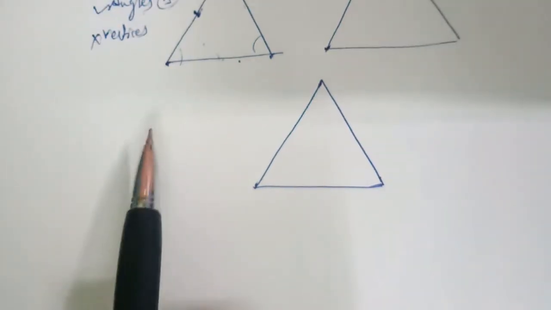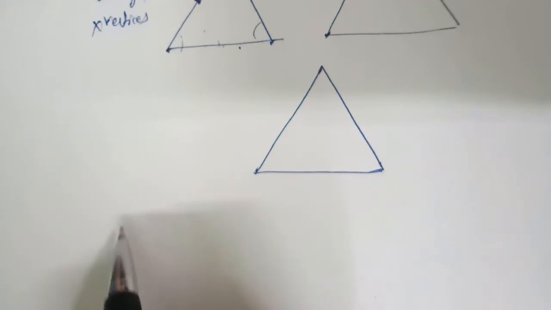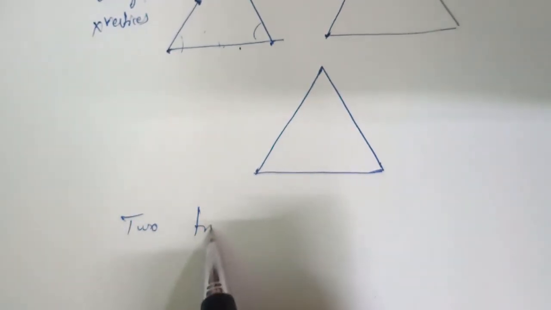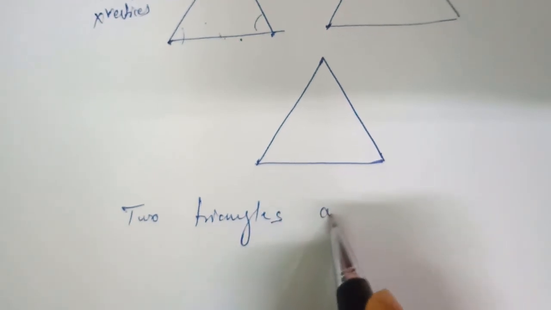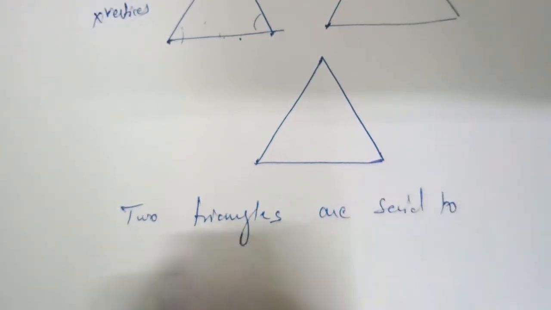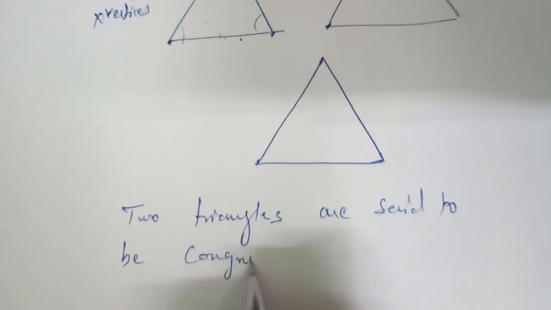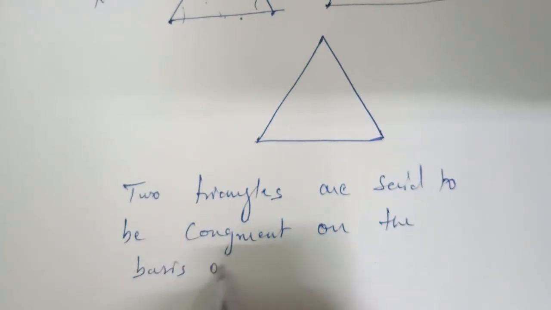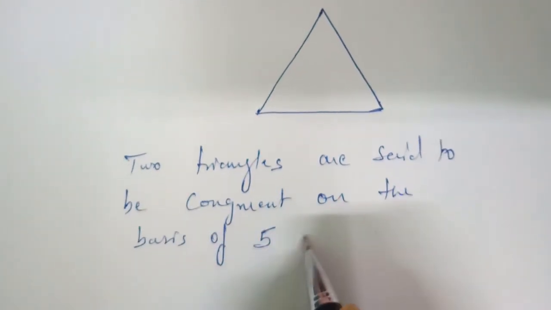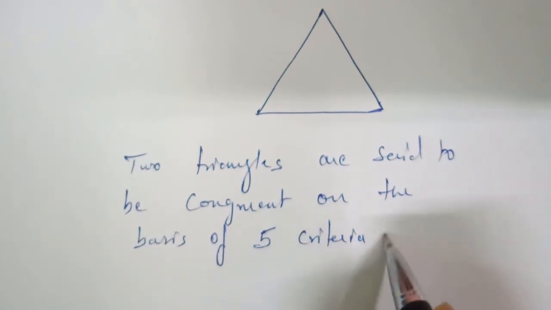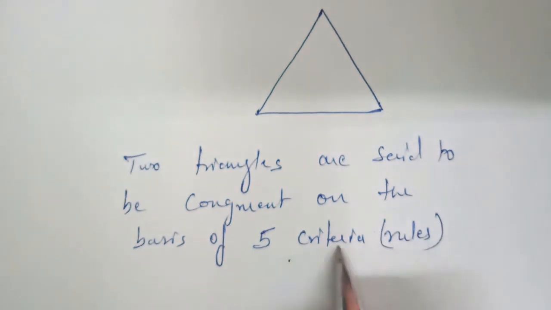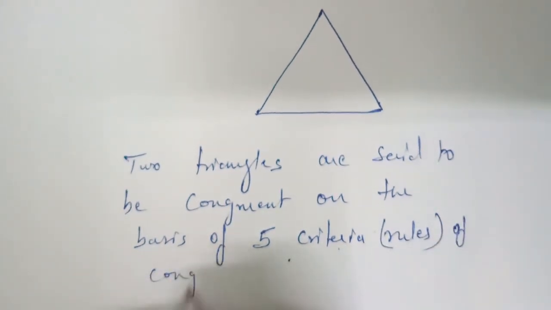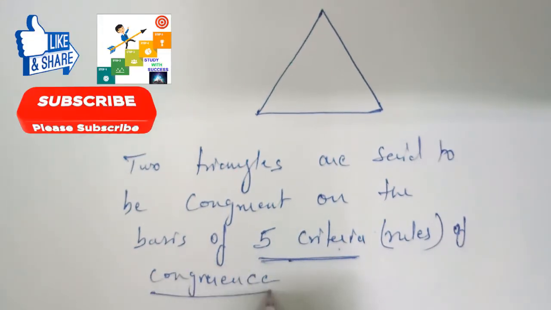So here you just have to understand that two triangles are said to be congruent on the basis of 5 criteria. Criteria means rules. There are some rules, 5 criteria of congruency. Those 5 criteria of congruency we are going to learn in the next topic. Thank you, students.